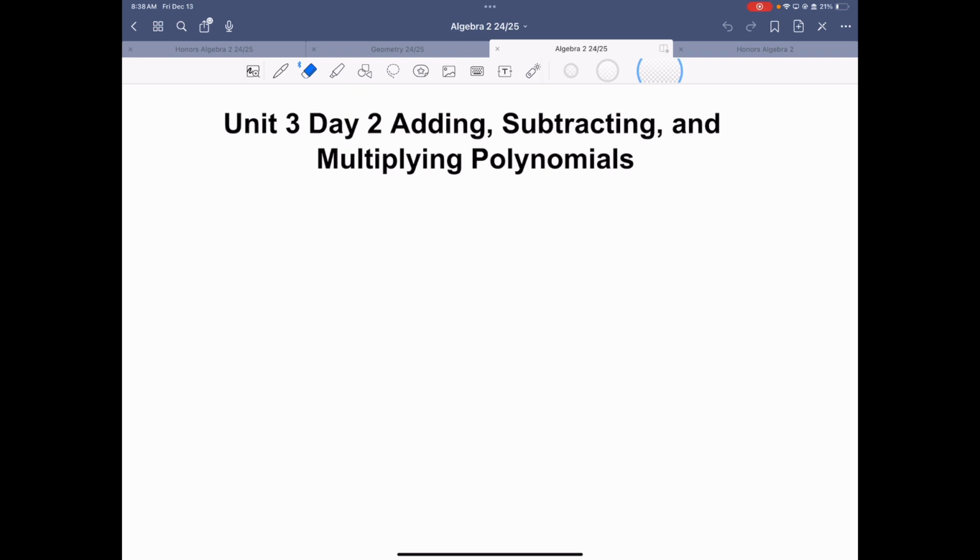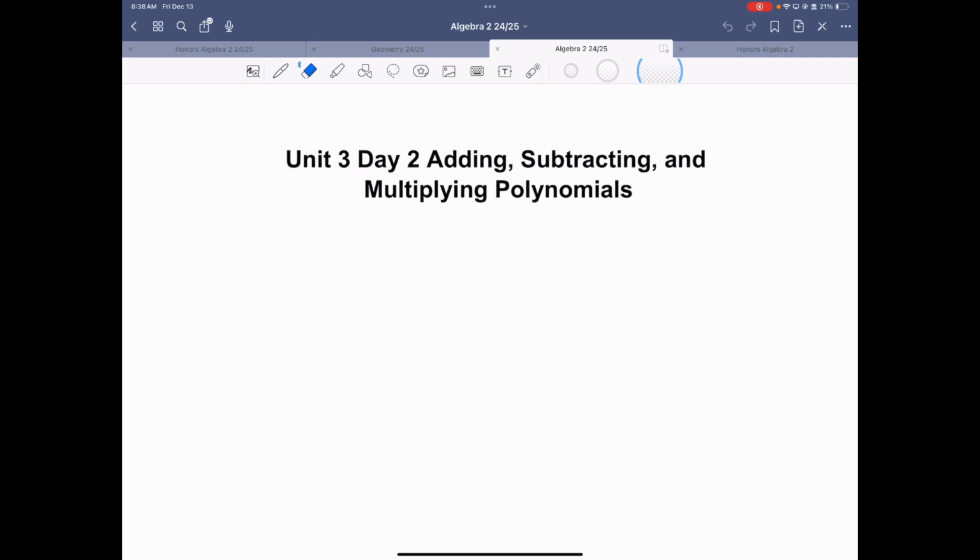So again, the whole goal by the end of the hour is to be able to add, subtract, and multiply polynomials, which you've done. It's nothing new. But now instead of having maybe a binomial times a binomial, you're going to have a binomial times a trinomial. And we'll show you a method for doing that makes that nice and easy to do.